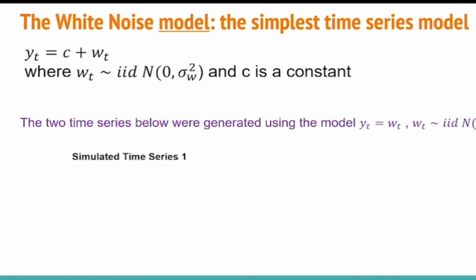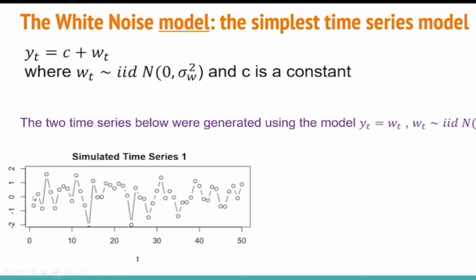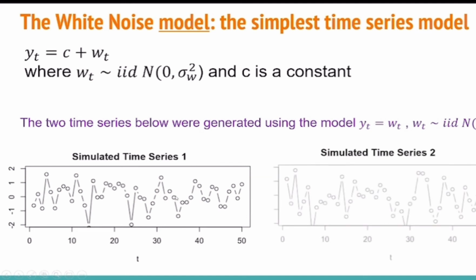For simulated time series 1, look at that. This is the way it's basically going to look. Now I'm going to show you the second one. The second one is going to look like that too. Look at that. This is a time series simulated from a white noise. Now this situation is highly unpredictable.